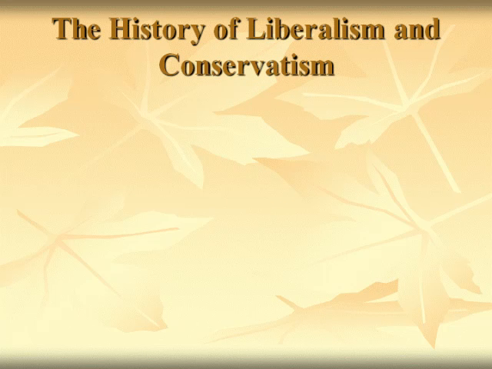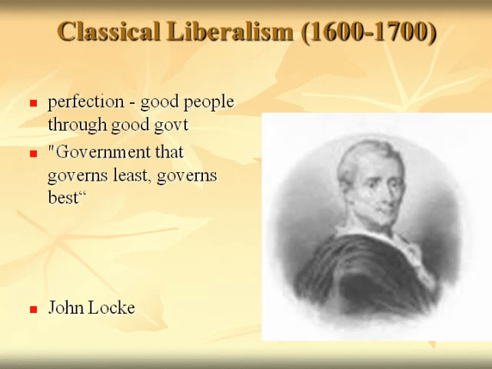Okay, so let me go back in deep history here for just a second, if you'll indulge me. These historical ideas started coming about in the 1600s during a period called the Great Enlightenment. And classical liberalism really started about the 1600s. And this guy, John Locke, believed, and many other thinkers believed, that people, if put under the right government, would get better and better every day.